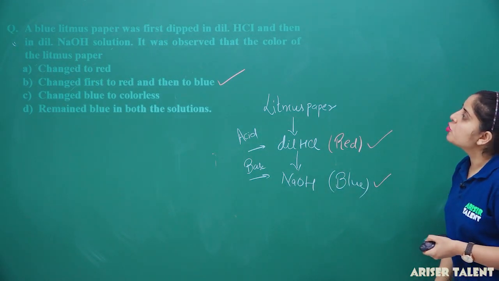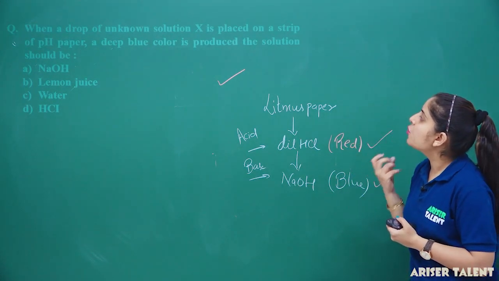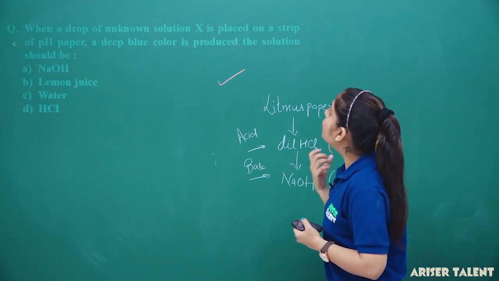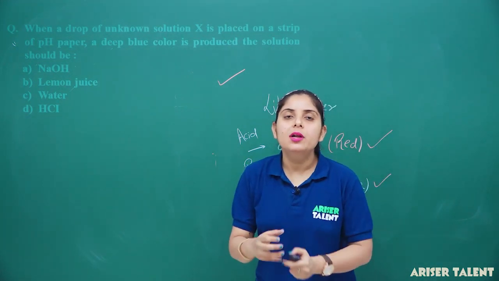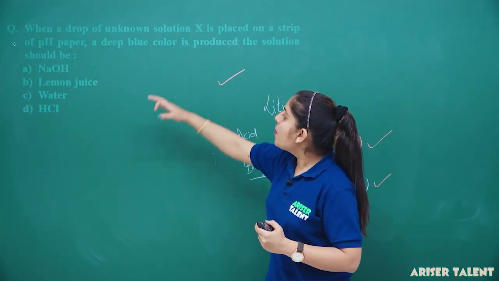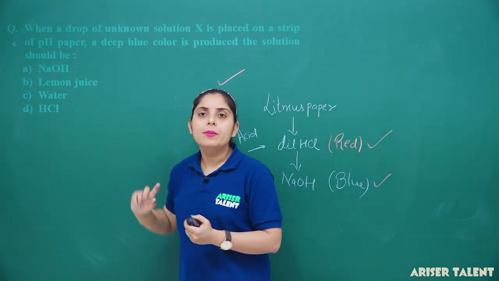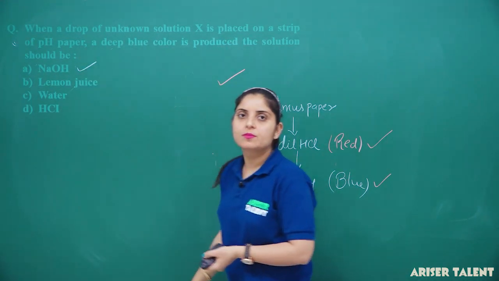Now we have our next question. When a drop of unknown solution X is placed on the pH paper, a deep blue color is produced, the solution will be. I have already told you that the blue color will be produced only in case of the bases. So among all these, the only base is sodium hydroxide. So the correct answer will be NaOH.